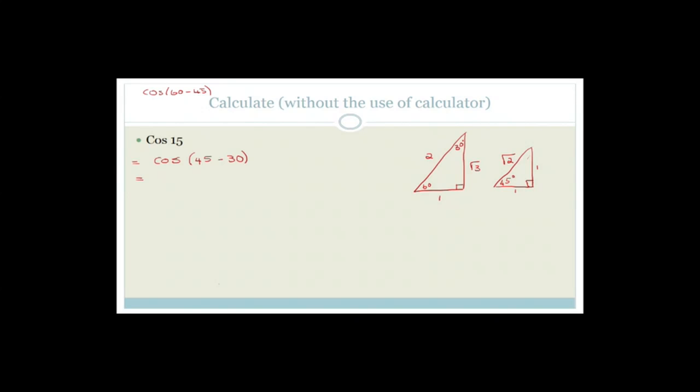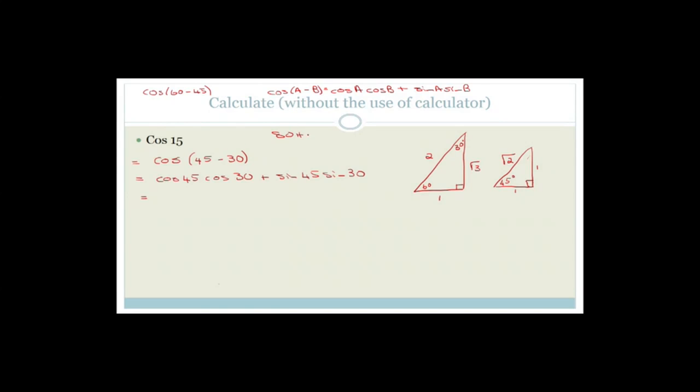Cos of 45. So your cos rules are: cos of A minus B is cos, cos, sine, sine, change sign. So it's cos A cos B, plus sine A sine B. Remember you get given this in the formula sheet. So let's do this. It becomes cos 45 cos 30, plus sine 45 sine 30. So now all we have to do is substitute in.